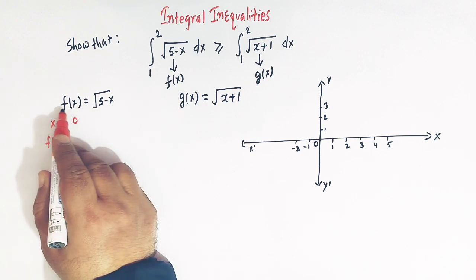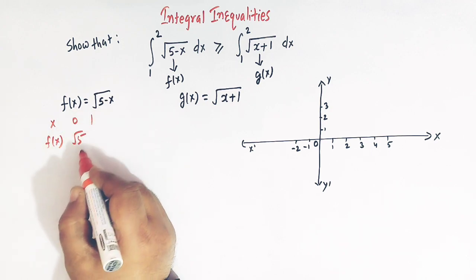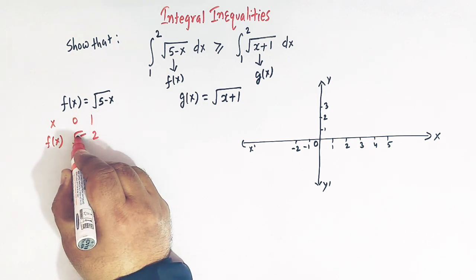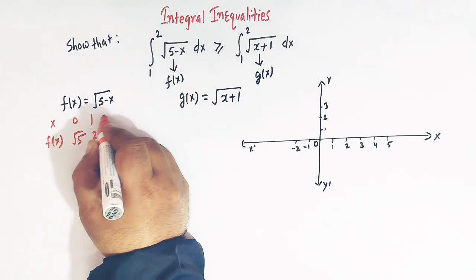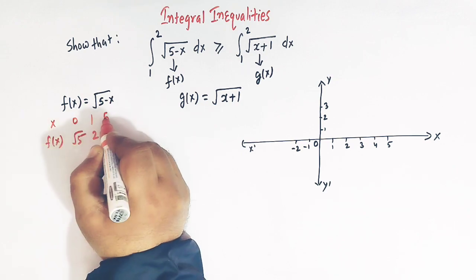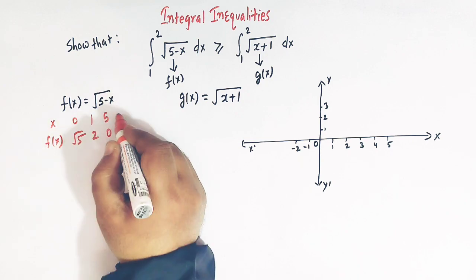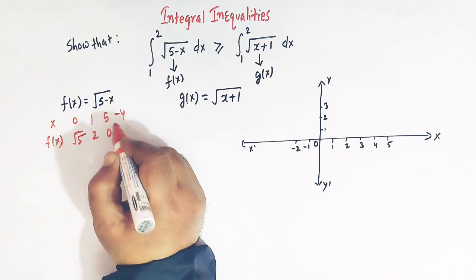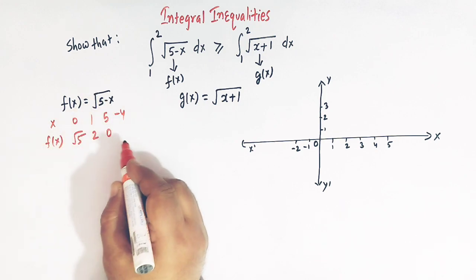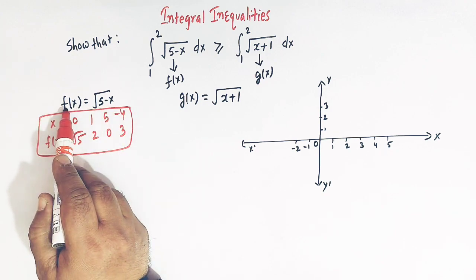Let us assign some particular values. So let us take 0. So f of 0 is square root of 5. Then take 1. This is 5 minus 1 is 4, square root of 4, so we have 2, right? And then we can take one more value, that is 5. When x is 5, 5 minus 5 is 0, so f of x is 0. And let us take one more value, say minus 4, right? So here we have 5 plus 4, that is 9, so square root of 9 is 3, right? So here we have the table for f of x.